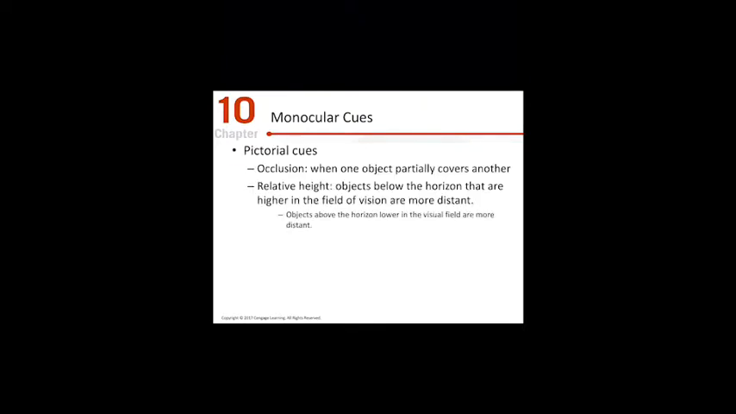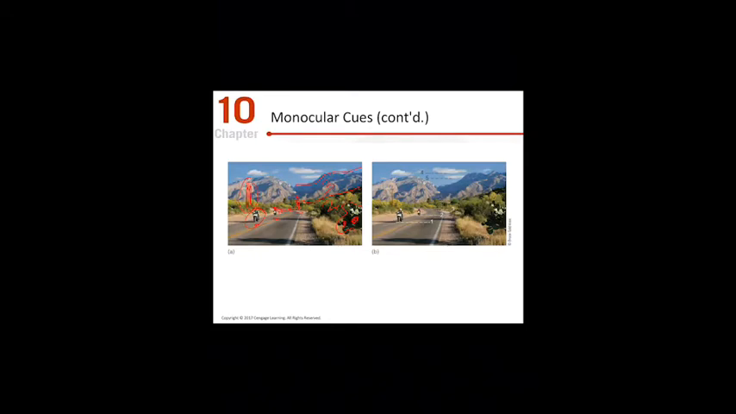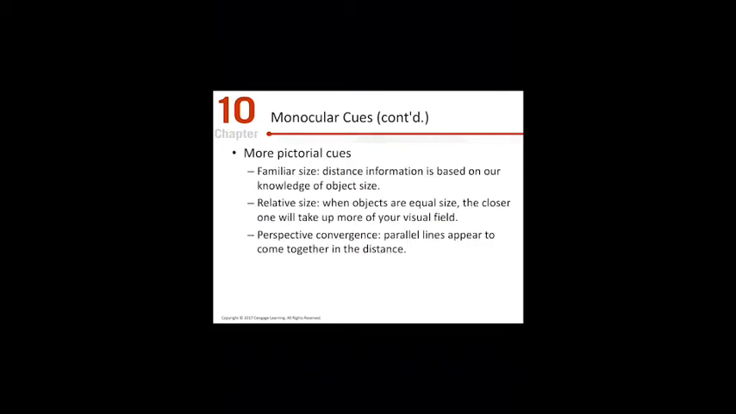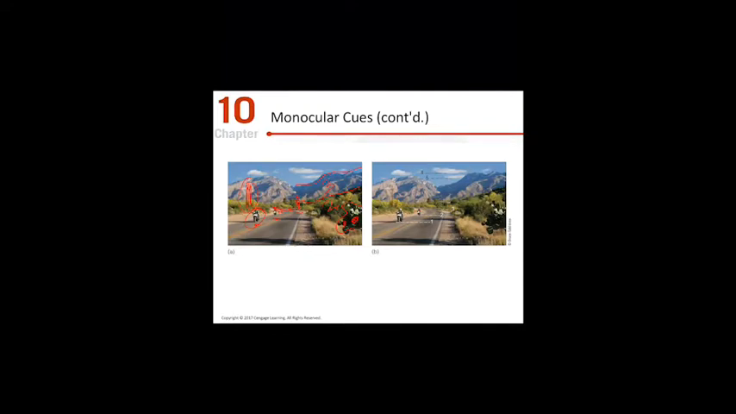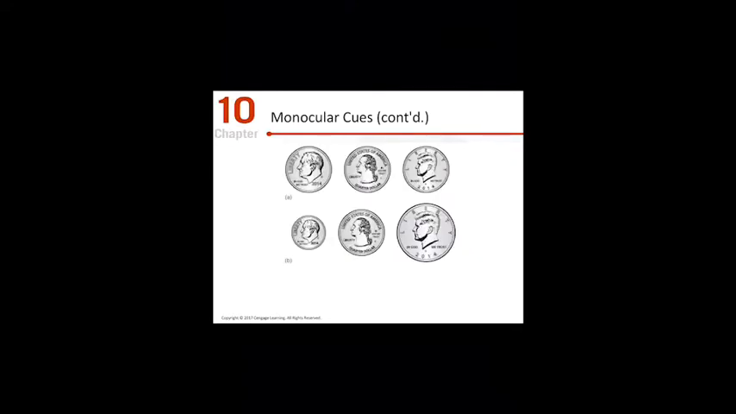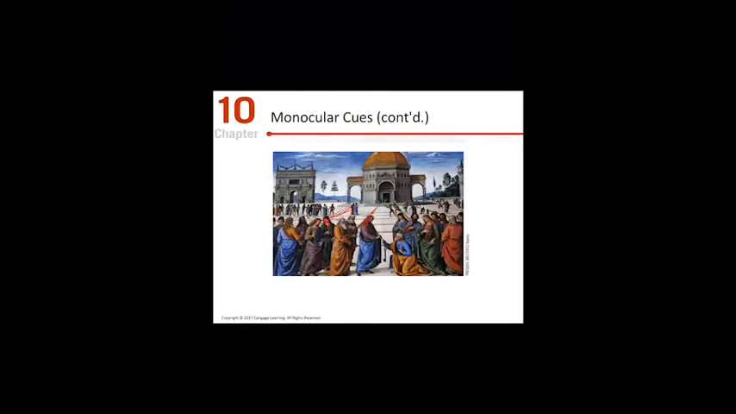Okay. So I just listed some of these. We were talking about occlusion and relative height with the motorcyclist picture. Familiar size is based on our knowledge of that information. Relative size is if these objects are equal size, the closer one will take up more of your field of vision. Sorry, I kind of jumped ahead there. And then perspective convergence is where we see those parallel lines appear to come together in the distance. This is another example of how we see perspective convergence, how they're kind of coming together at the horizon in the distance. And that's another thing we see with railroad tracks.